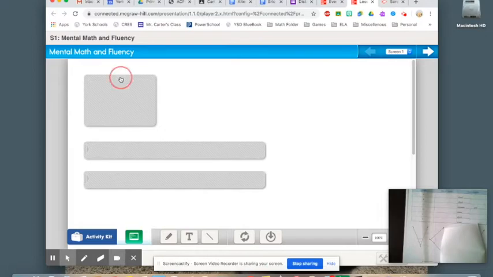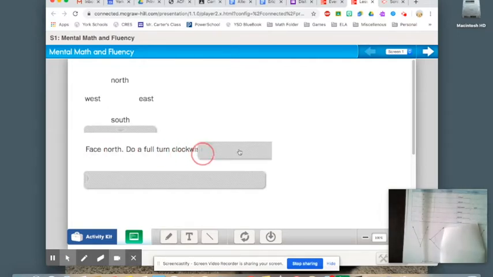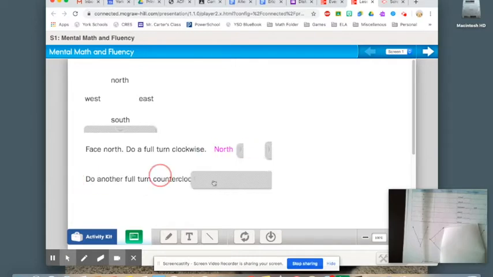Okay, so here we are. We have a compass rose here saying north, east, south, and west. You're going to need to write down the answers to the following questions on your paper. For example, if you face north and you do a full clockwise turn, where do you end up? Go ahead and write your answer. The answer is north.